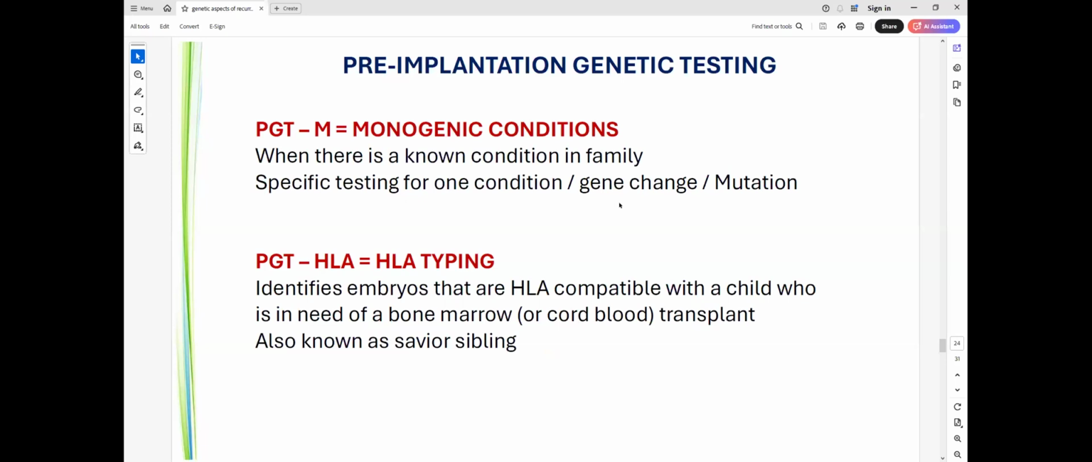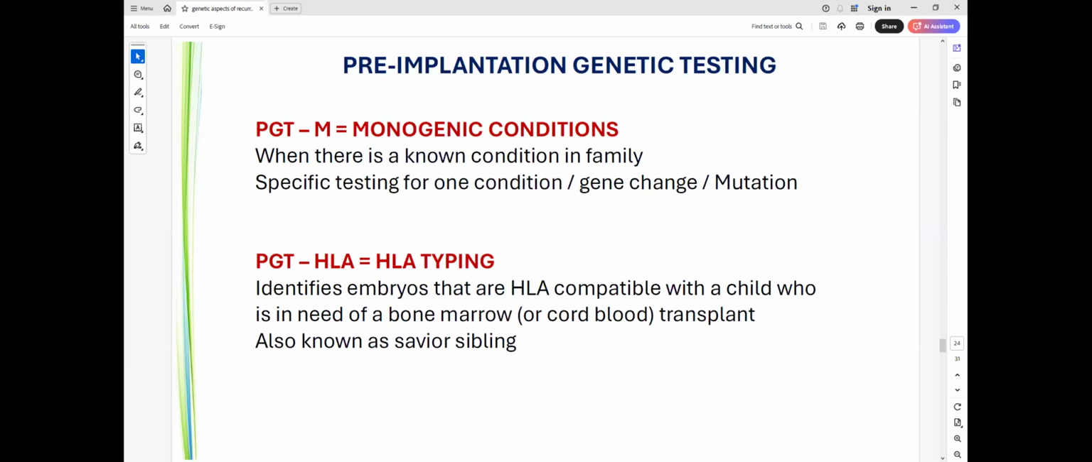PGT-M is for monogenic conditions. So if we know there is something like a cardiomyopathy in the family, which is inherited in an autosomal dominant fashion, and any mutation that we need to look out for, we should have the index case worked up thoroughly well, because we need to know what we are looking out for. And it is a specific testing for one condition or one gene change or mutation, as we call it.